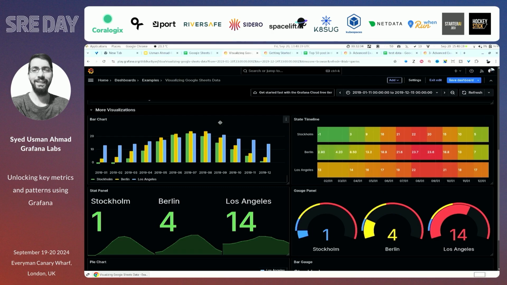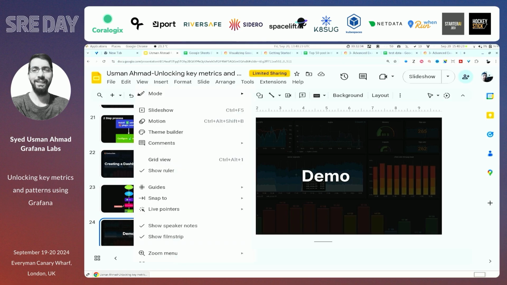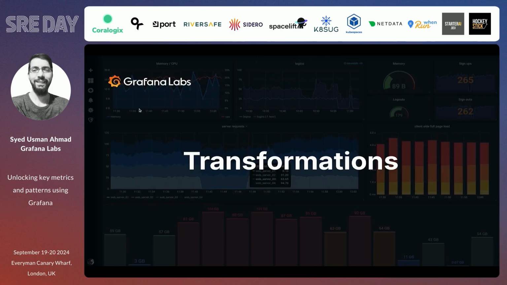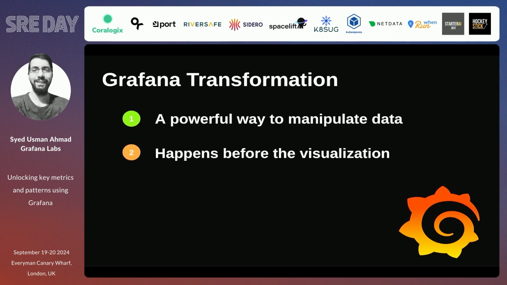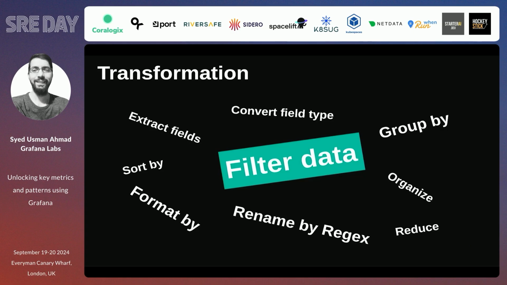Now we move a little bit in a different direction. Going back here, now we talk about a little bit of transformation. Transformation in Grafana is a very powerful way to manipulate the data. It happens before the visualization, so it's a change which is a hard change. And we will take a look at how it works. There are many types of transformation available in Grafana. Today, we're going to look at something called filter data.